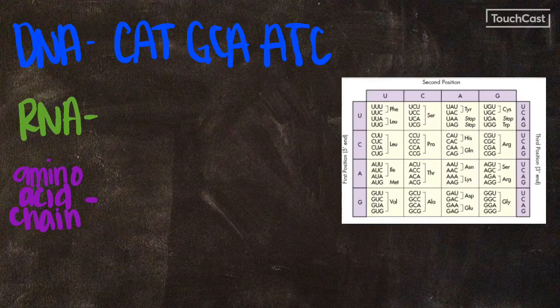Now that we know the general idea, that DNA goes through transcription to become an RNA molecule, RNA then leaves the nucleus and heads to a ribosome to go through translation to become an amino acid chain, which are the building blocks of my proteins. Let's take a more detailed look at what happens as we move between those steps.